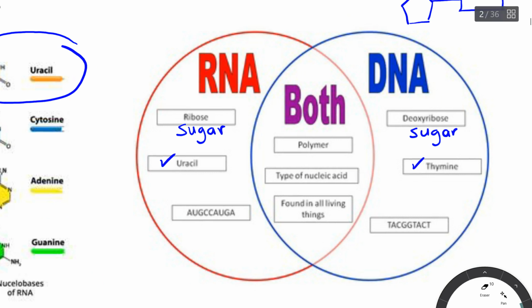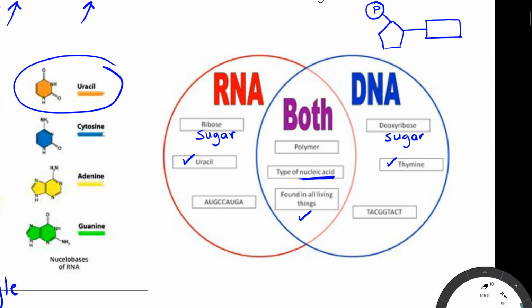And how are they the same? Well, they're both polymers, so they're both large molecules made up of small building blocks. They are types of nucleic acids, and they are found in all living things. Now, all living things may not have a nucleus, but they will have DNA and RNA.